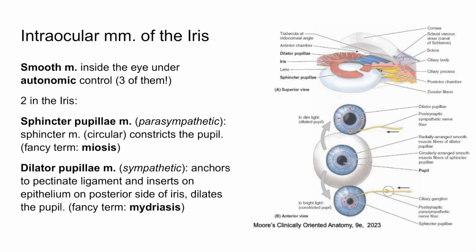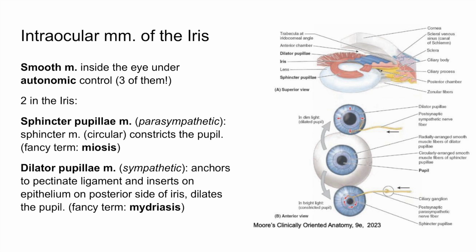All right, so now we're going to be getting into our muscles. And first, we're going to have intraocular and extraocular. And we're just going to start with intraocular muscles, okay? So the intraocular muscles of the iris, and these all revolve around autonomics because these are all under involuntary control. So there are 3 smooth muscles inside the eye overall, but 2 of them are in the iris and directly control pupil size. The first is the sphincter pupillae muscle, which is under parasympathetic control.